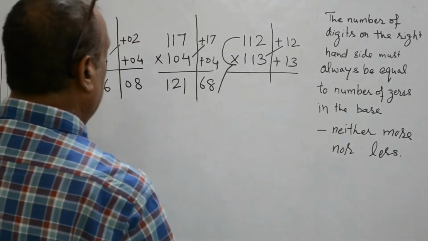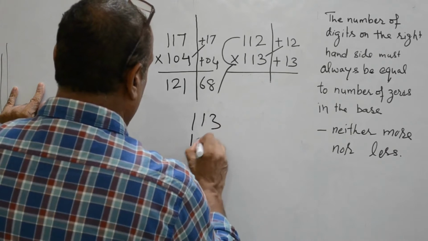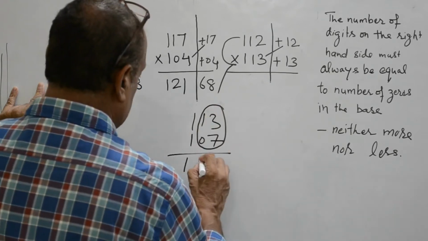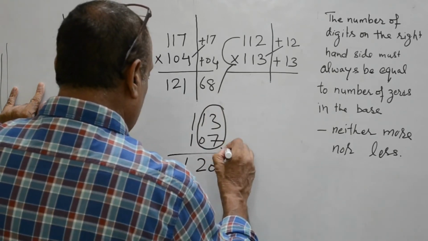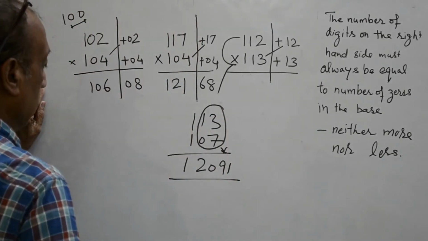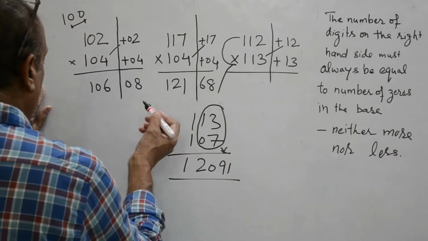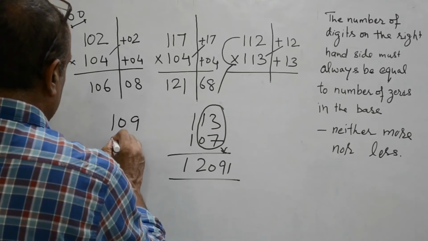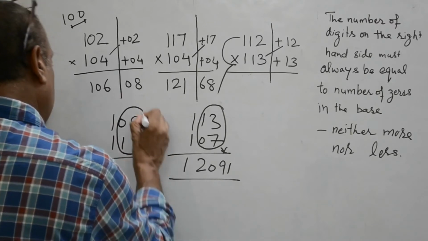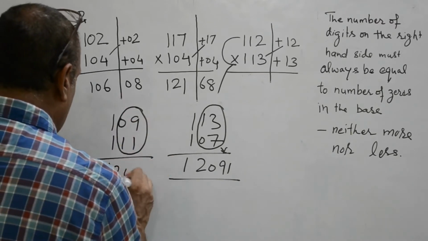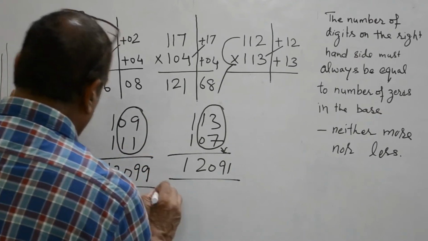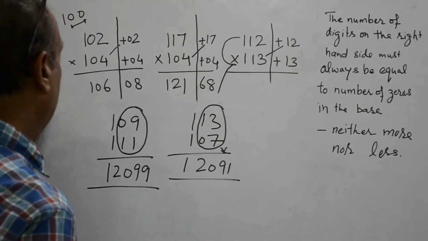Suppose we want to multiply 113 with 107. So to 100, add these two, it is 20. Multiply these two, it is 91. So the multiplication of 113 and 107 is 12091. If we want to multiply 109 with 111, to 100 add 9 and 11. 9 plus 11, it is 20. Now multiply 9 and 11, it is 99. So the answer of this product is 12099.